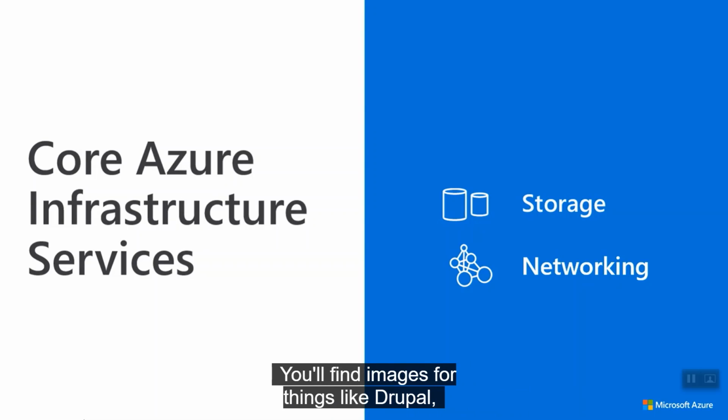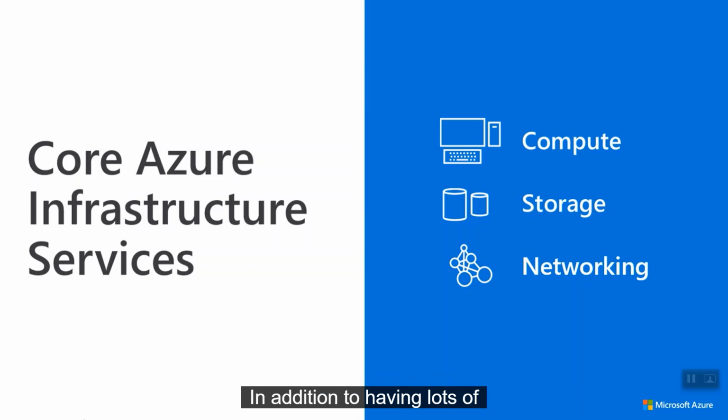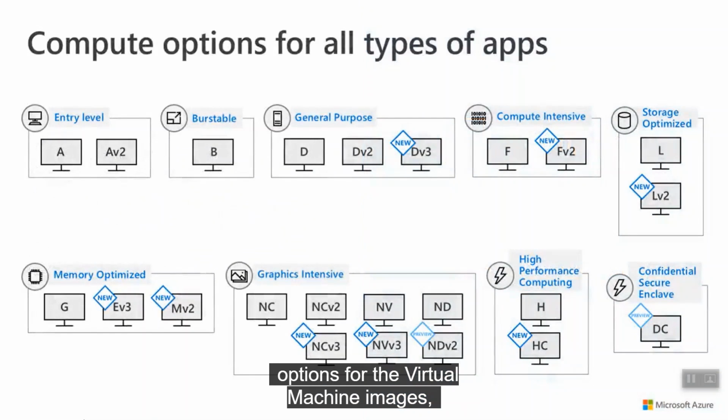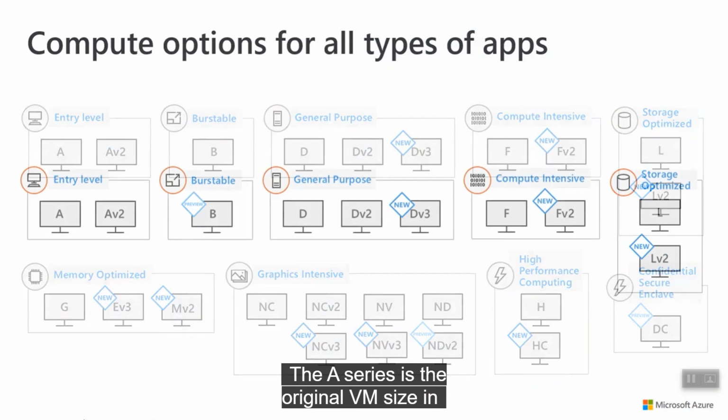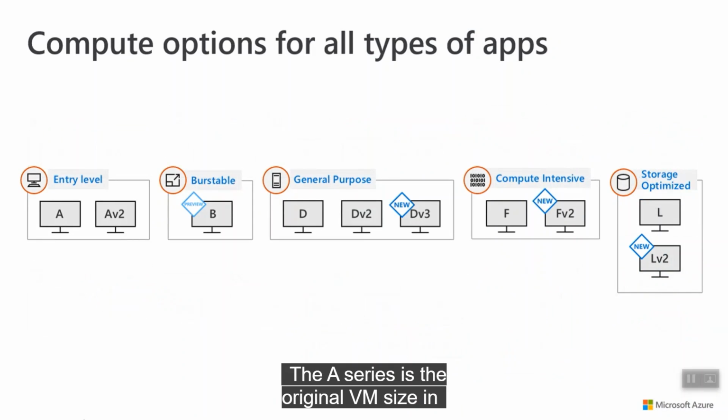You'll find images for things like Drupal, SQL, and even multi-VM solution templates for larger systems like SharePoint or WebSphere. In addition to having lots of options for the virtual machine images, there are lots of size options and workload-specific hardware available. The A series is the original VM size in Azure. It's great for your entry-level workloads.